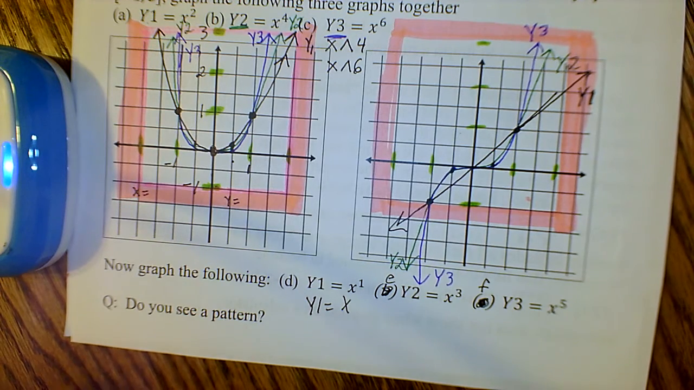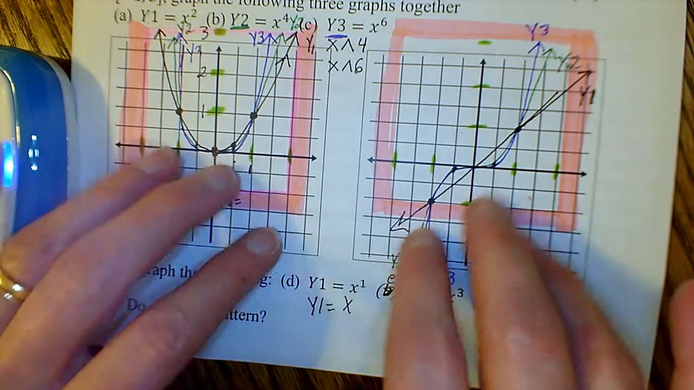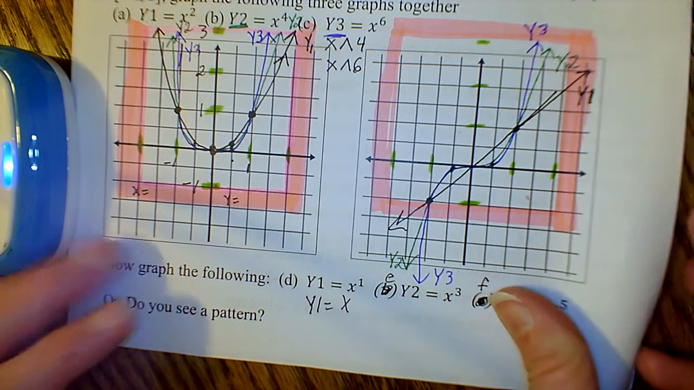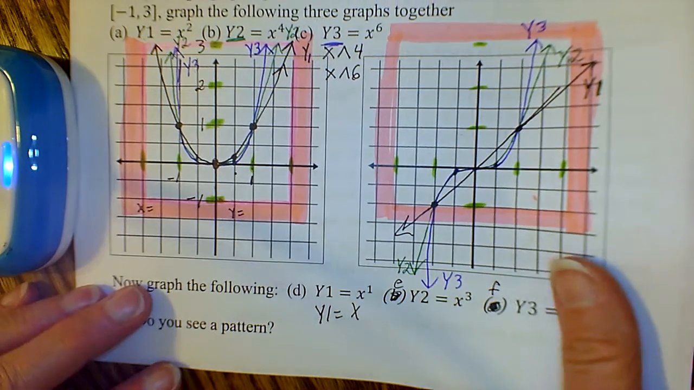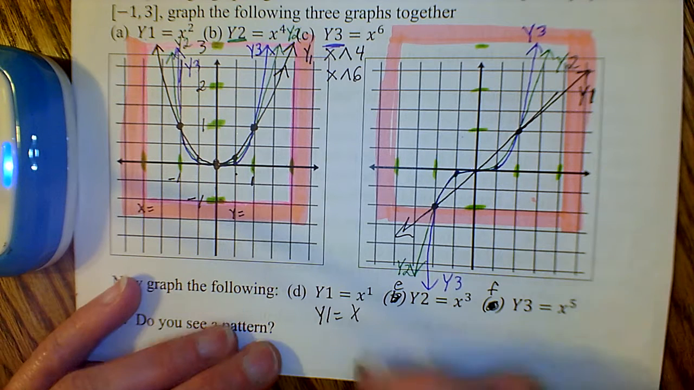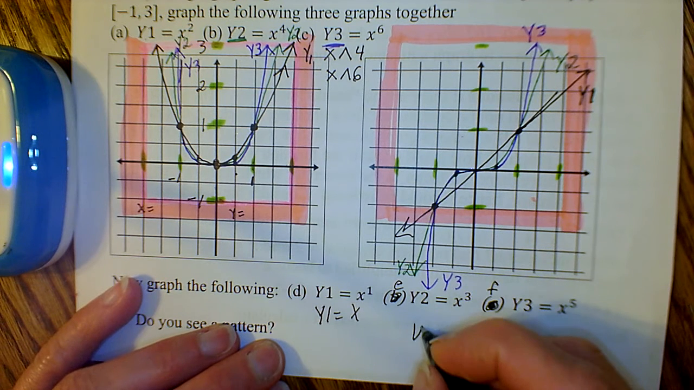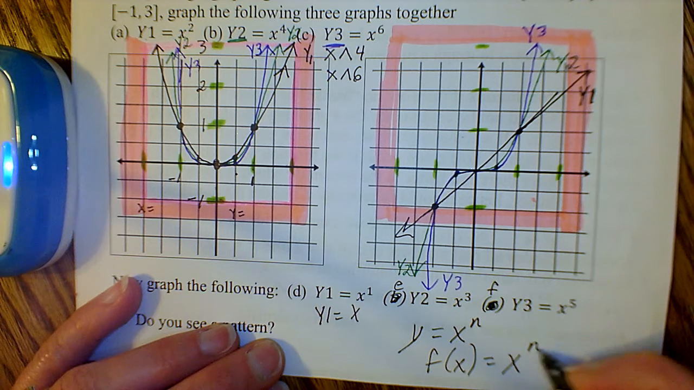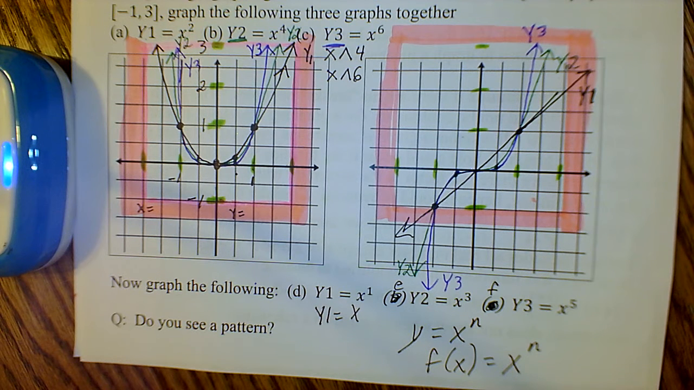So what do we notice? Let's look at both of these since we have them side by side. Do you see a pattern when we're graphing what we call the power function? The power function is y equals x to the n. So if we use function notation, we would say f of x is x to the n. So that's going to be our power function right here.